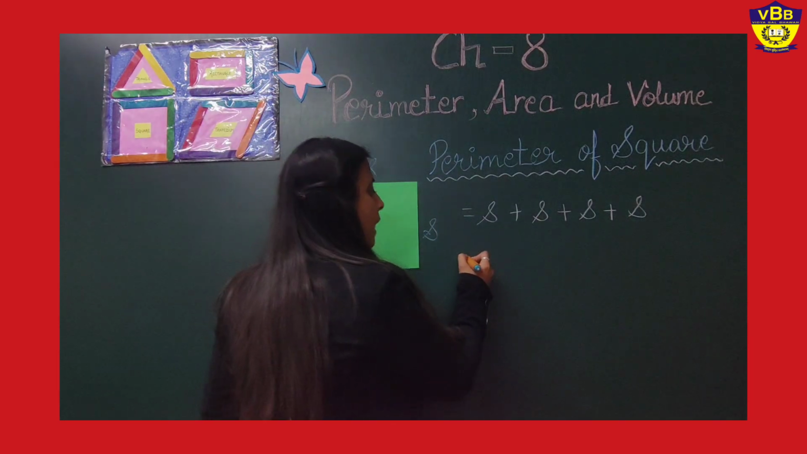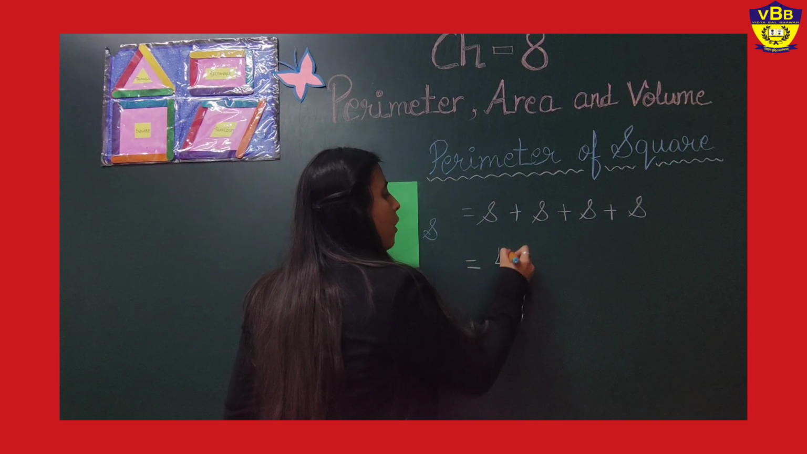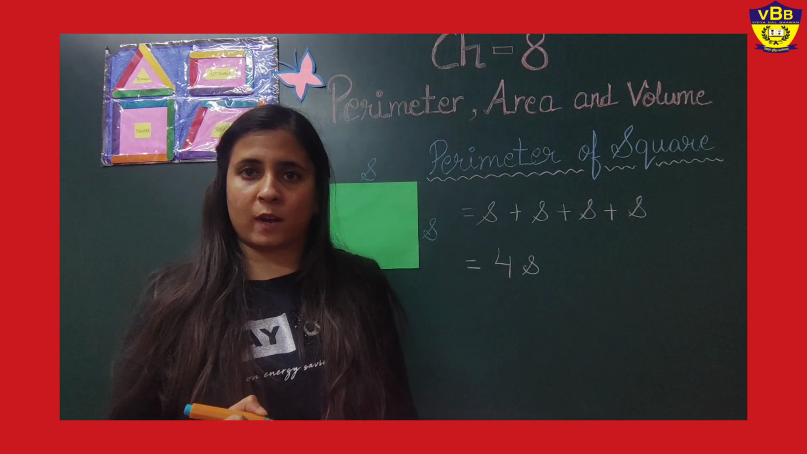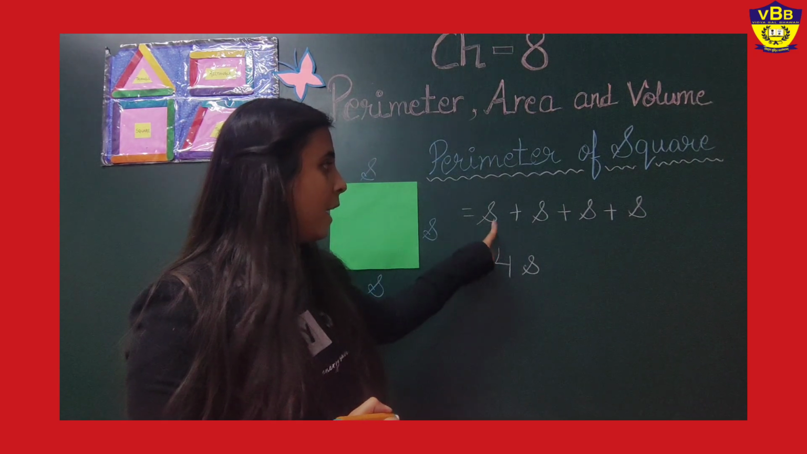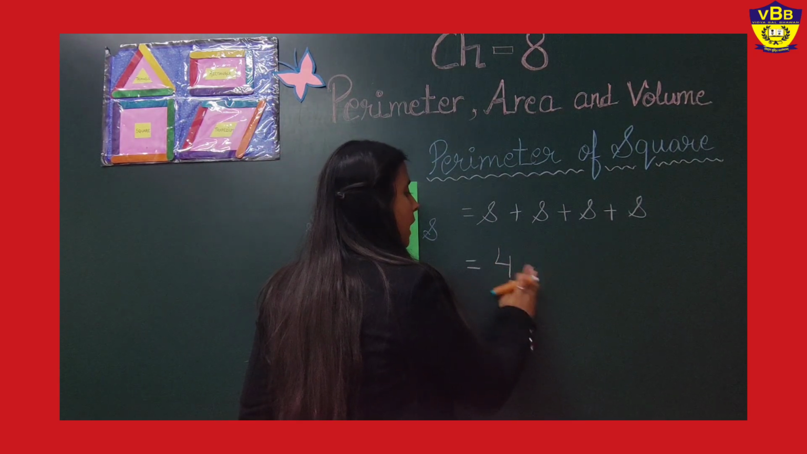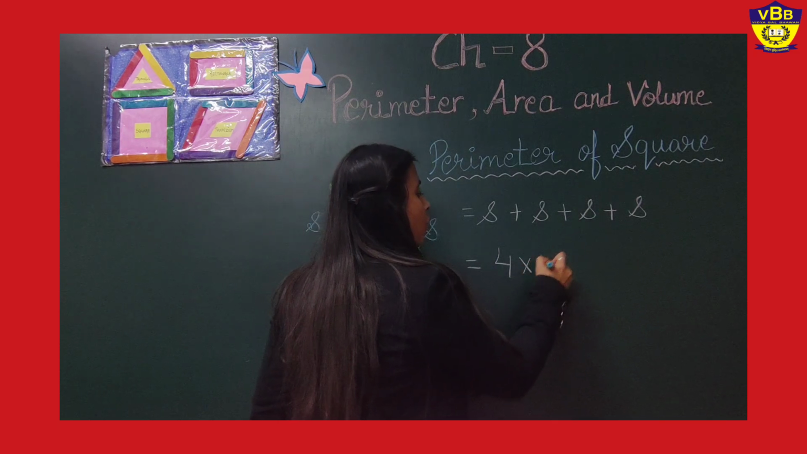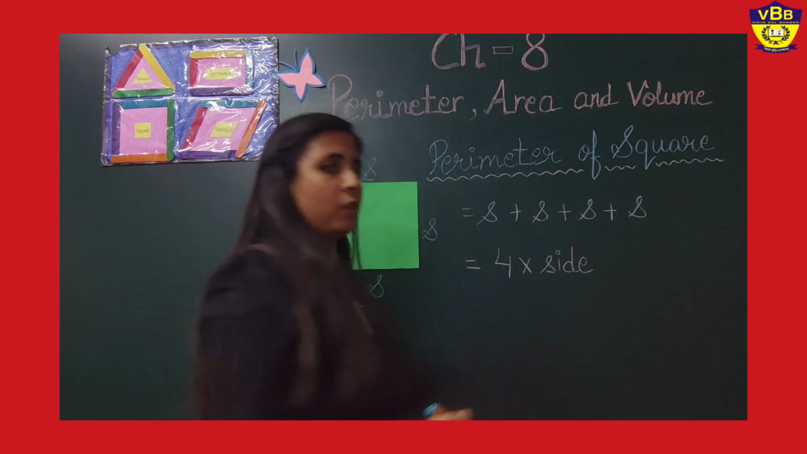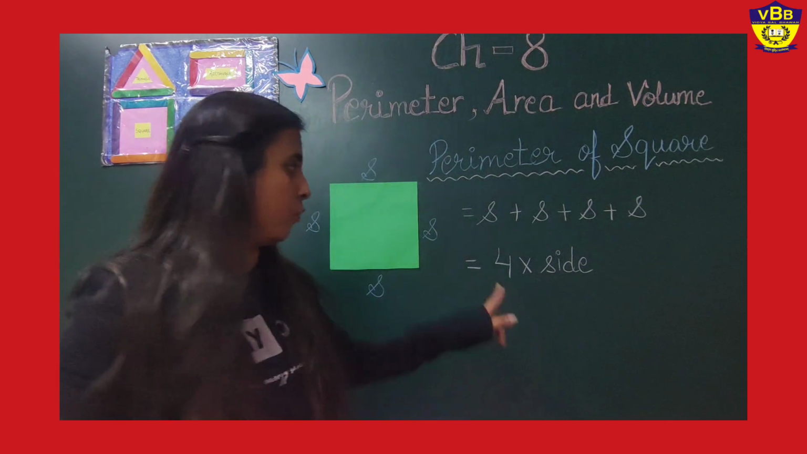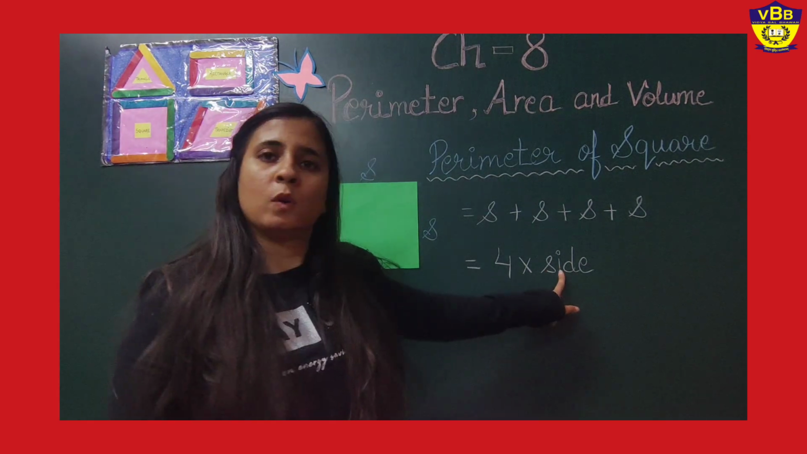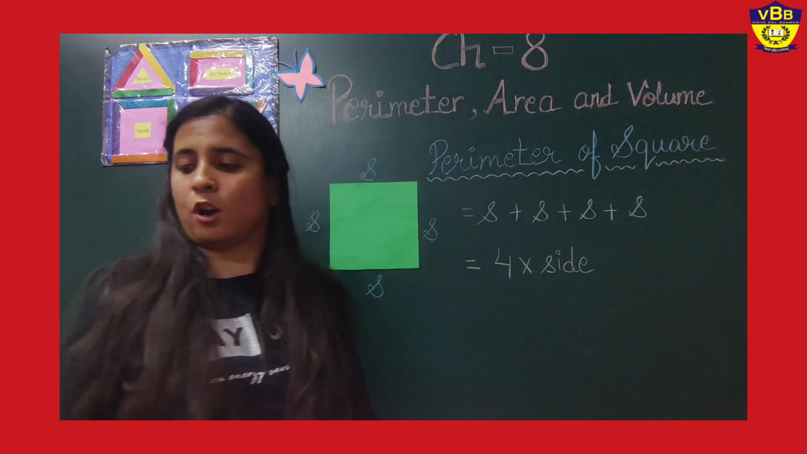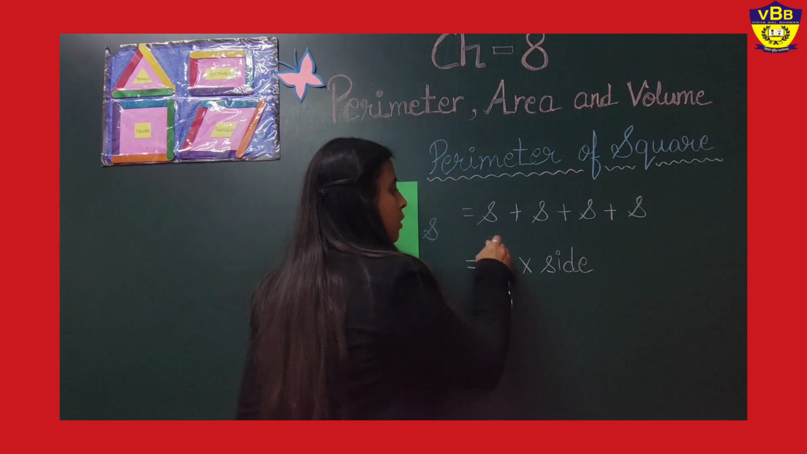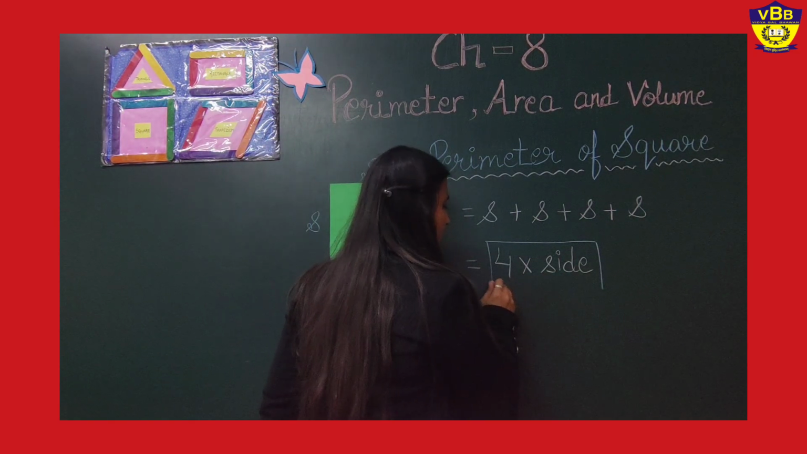So how I have got the formula for finding the perimeter of square is that multiply the length of the side with 4 and you will get the perimeter of the square. 4 multiplied by side, and that is your formula to find the perimeter of square.